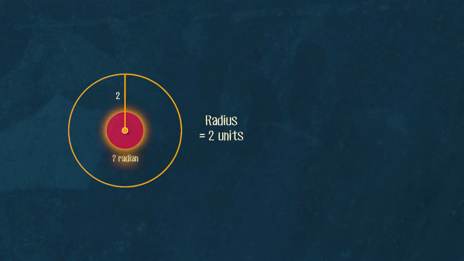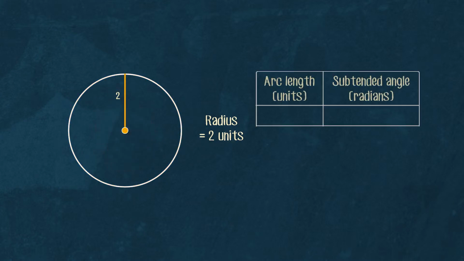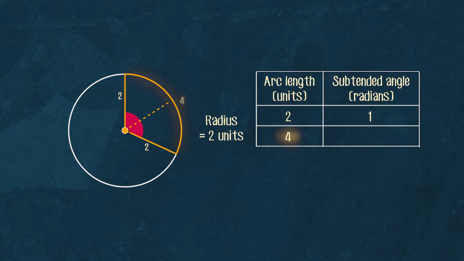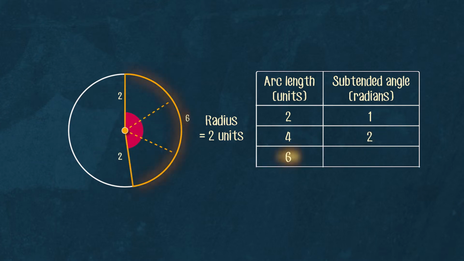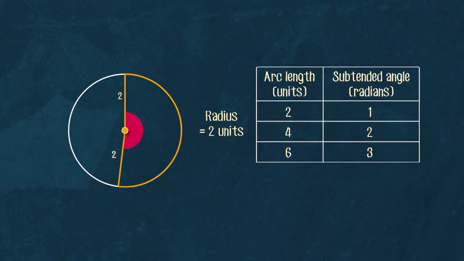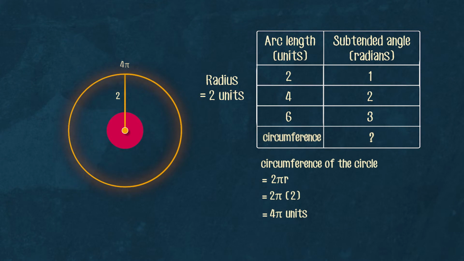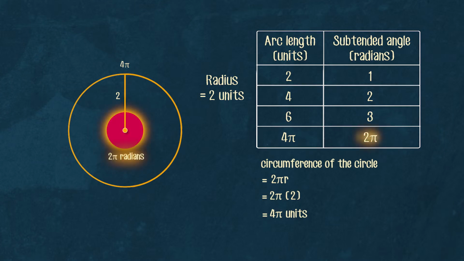What about this circle with the radius of 2 units? What do you think is the angle at the center of this circle? Let us see. We know that when the length of the arc is 2 units, the subtended angle is 1 radian. When the length of the arc is 4 units, the angle is 2 radians. And when the length of the arc is 6 units, the angle is 3 radians. Do you see that the value of the angle is always the value of the length of the arc divided by 2? When the arc is the circumference of the circle, which is 4 pi units, what is the angle at the center of this circle? The angle at the center of this circle should be 2 pi radians.